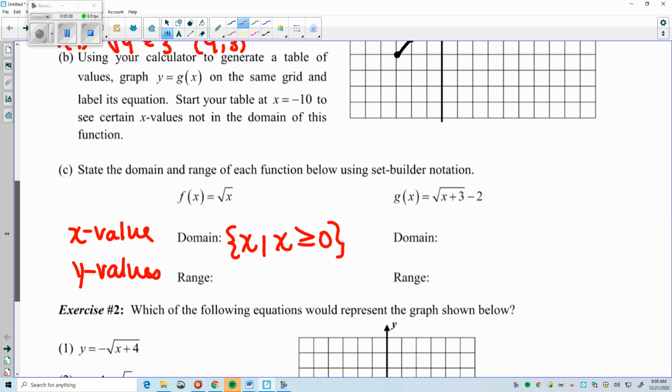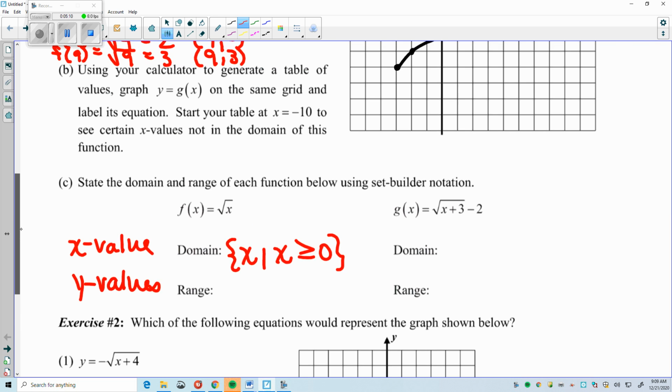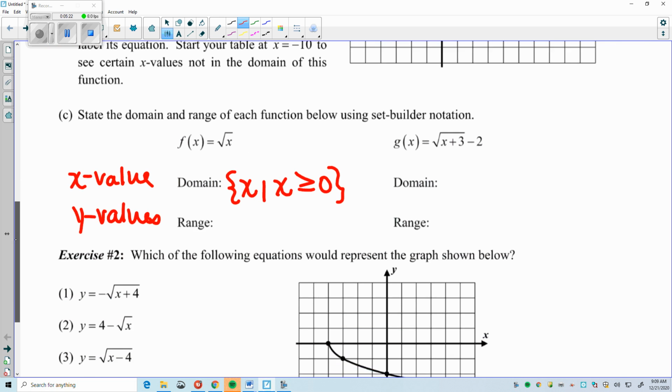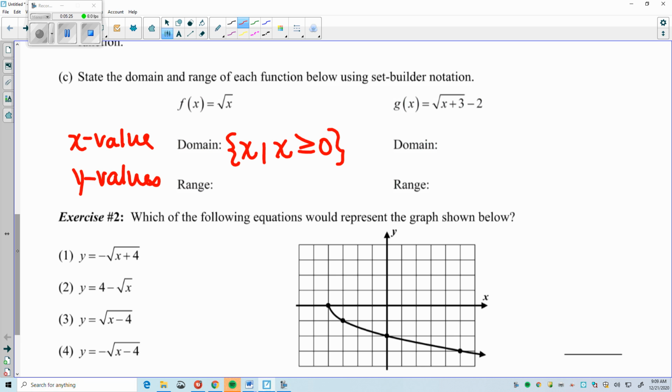Okay, so for your range, we're looking for your y values. Again, I'm going to look at that red graph, and the lowest y value I have here at the origin is 0. It looks like it keeps increasing. It's going to keep increasing very slowly, but it keeps increasing. There is no bound to that graph. So for your range in set builder notation, remember we just have to make sure we're using the y, and I have y greater than or equal to 0.